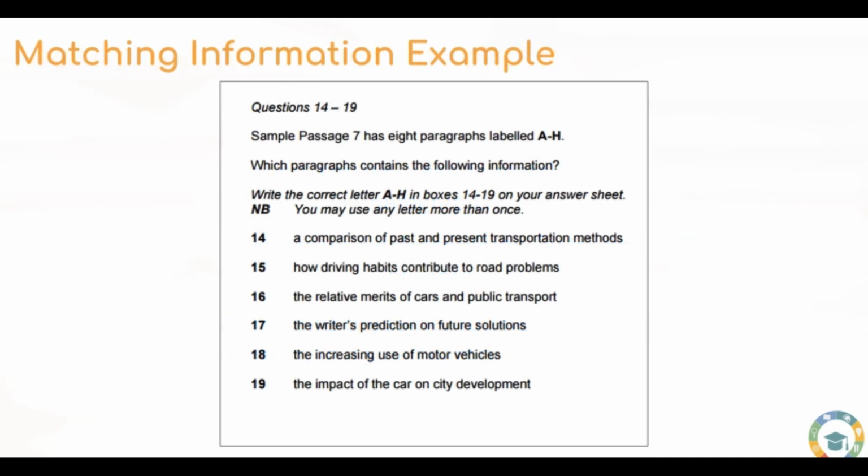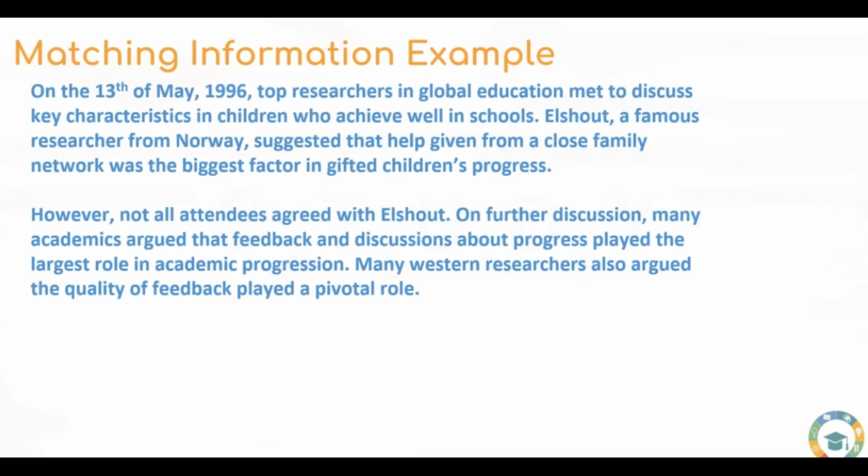Let's take a look at an example of this question type. So from the instructions, sample passage 7 has 8 paragraphs labelled A to H. You can see that the passage paragraphs will be labelled for you. Underneath the instructions are our 6 questions or statements that need to be matched with the short parts of the paragraph. Let's take a look at an easy example of one of these question types that you can complete.